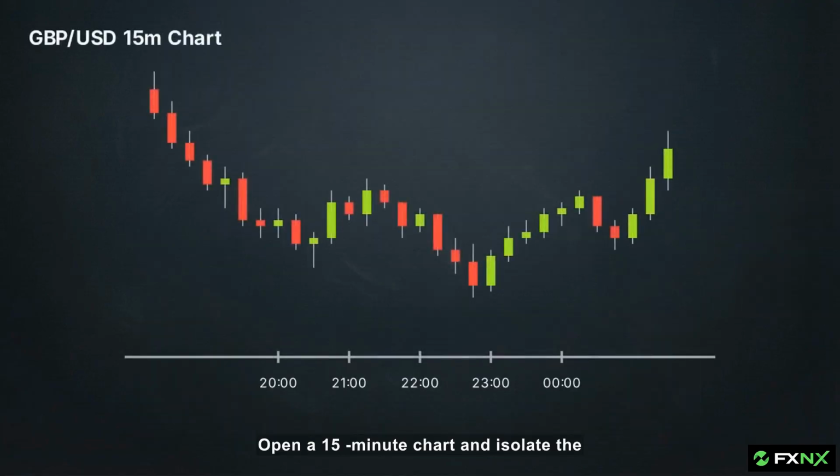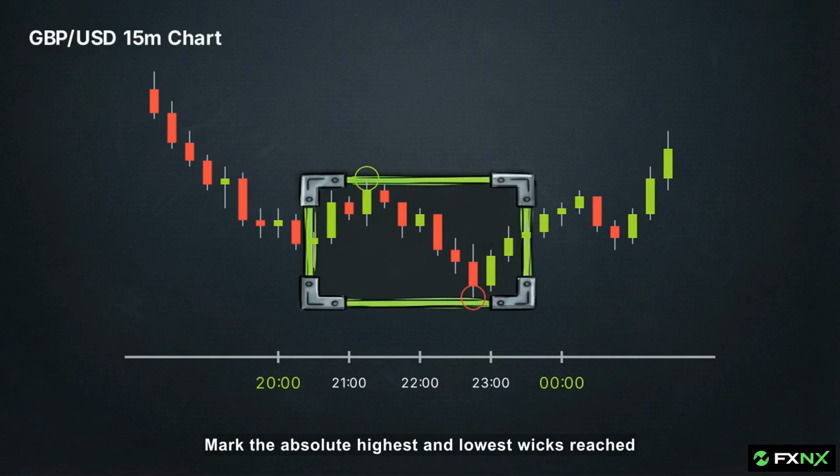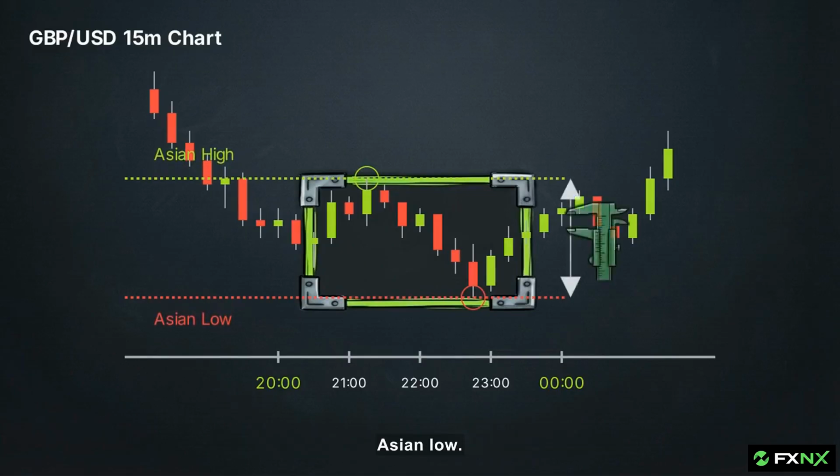Step 1. Open a 15-minute chart and isolate the Asian session, specifically the window from 8 p.m. to midnight Eastern Standard Time. Look closely at this cluster of candles. Mark the absolute highest and lowest wicks reached during these 4 hours. These boundaries are your Asian high and your Asian low.